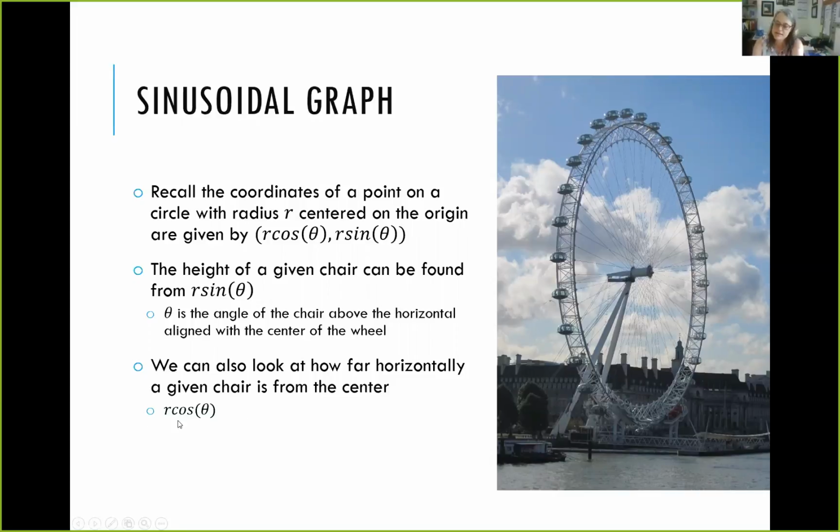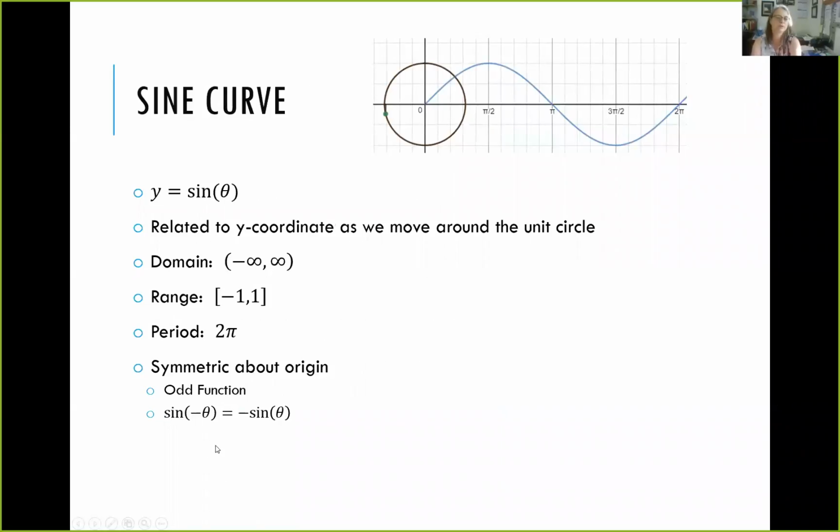The horizontal distance is r cosine theta. It turns out that sine and cosine are pretty closely related, and we will look at that. So this is y equals sine theta. The sine curve, the sine function, y equals sine theta. Domain is negative infinity to infinity. Range is negative 1 to 1, meaning that it oscillates between 1 and negative 1. The period is 2 pi.